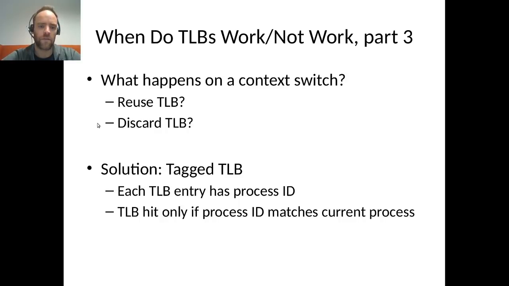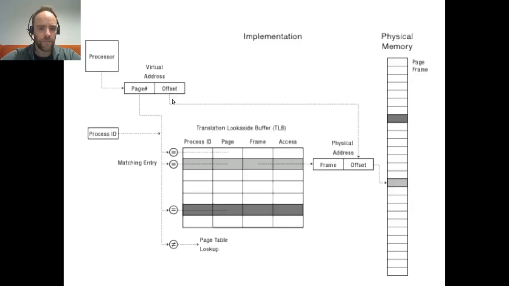So basically what we need to disable that data for that particular process. And the solution to that is to include an entry in the TLB, which is just a tag containing the process ID. That means we have a TLB hit only if the process ID matches the current process. And that'll look something like this.